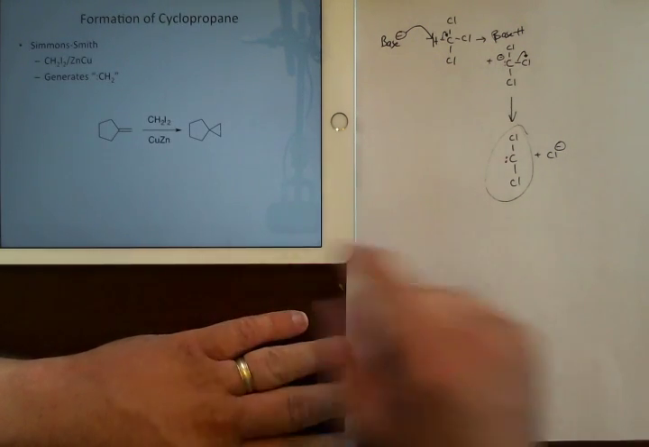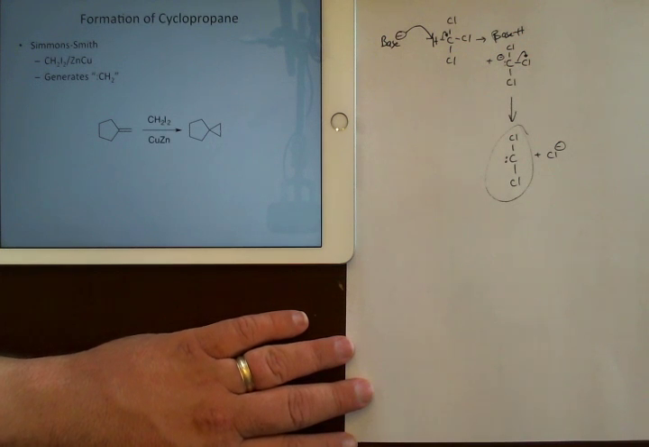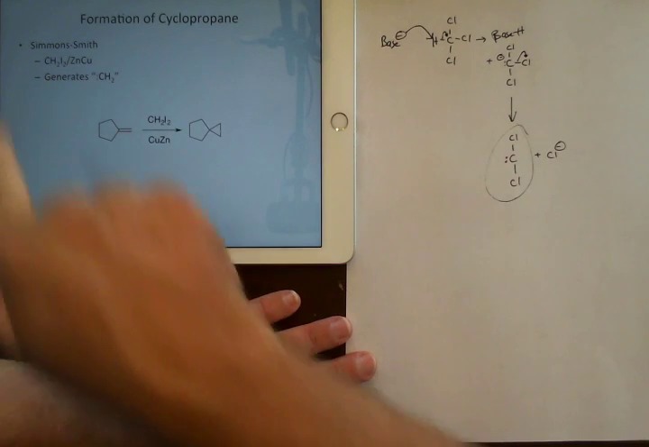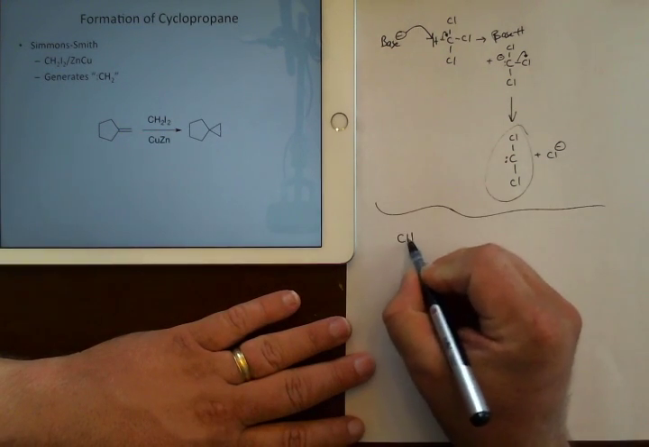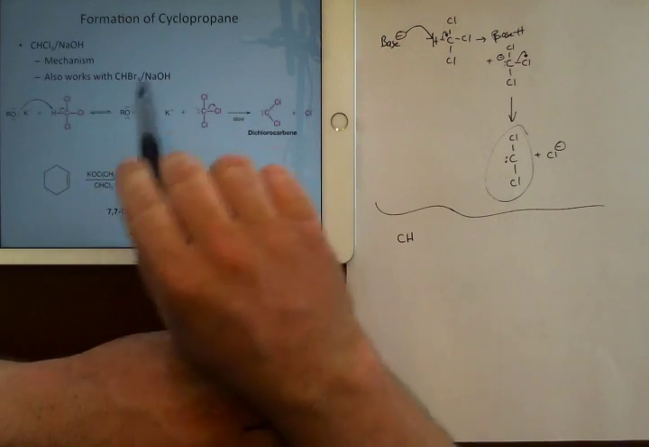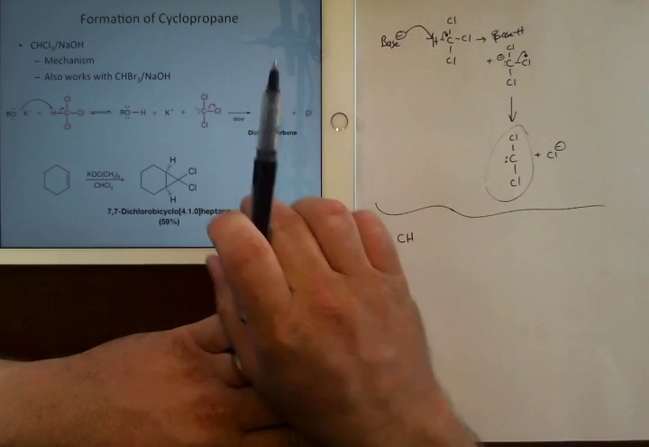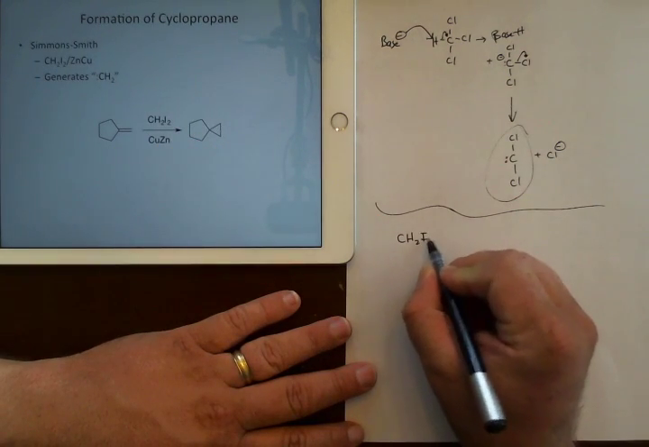Okay, so obviously the problem with this is that you've got chlorines here, and so are there other ways of doing this? Yes. The other one is what's called the Simmons-Smith reaction. I should also mention, you can do this with bromoform, and that puts bromines here instead of chlorines, obviously. If you want to just put a CH2 here, you do what's called the Simmons-Smith reaction.